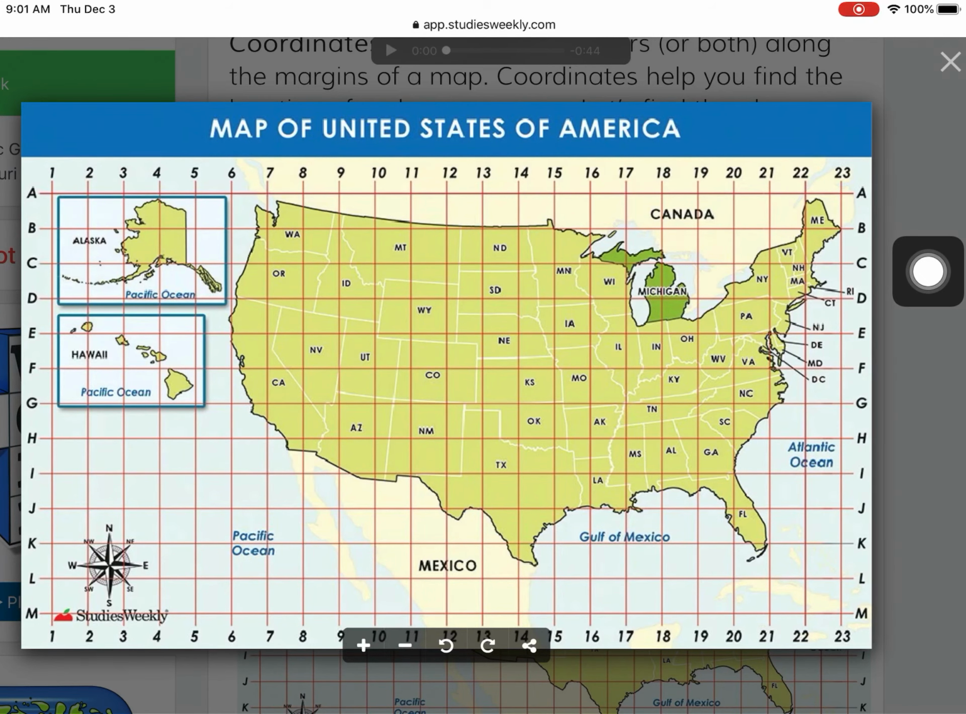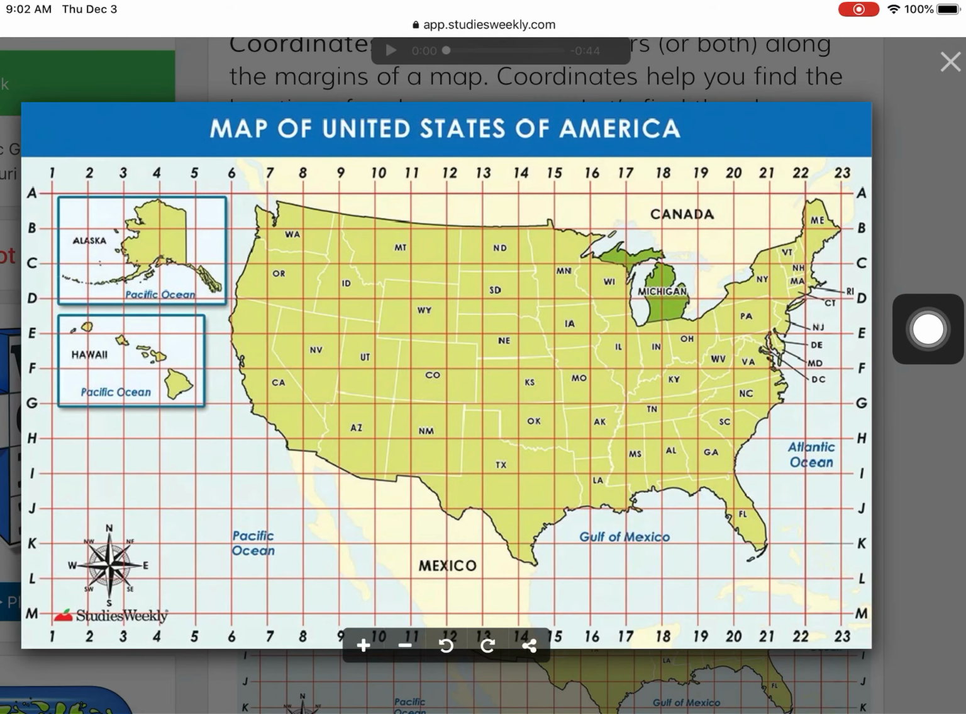So to find the location, I have to look at where the lines meet. Where do they match up? So you might have to take your fingers coming from C this way, and then 18 coming from the bottom, and come up at the same time. I know it's hard, I only have one cursor here, until they meet. What did you land on? C18. Wow, we landed right in Michigan.